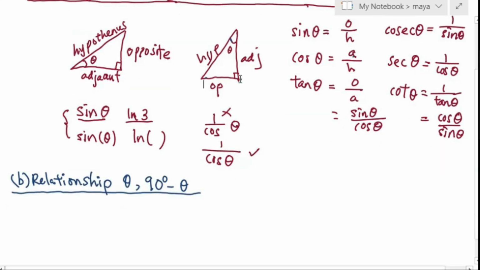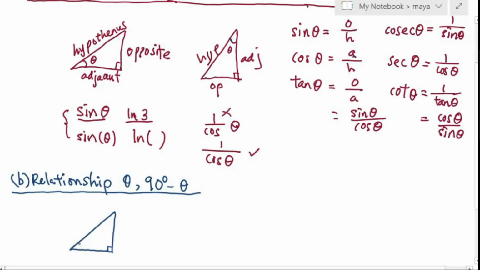Now we proceed. The relationship between theta and 90 degree minus theta. So where is this? Refer back to the right angle triangle. You will notice that in our trigonometry we always refer to the right angle triangle, because the theta we are always referring to here is an acute angle. So it will not be an angle in quadrant 2, quadrant 3 and quadrant 4. So all this is our basic angle.